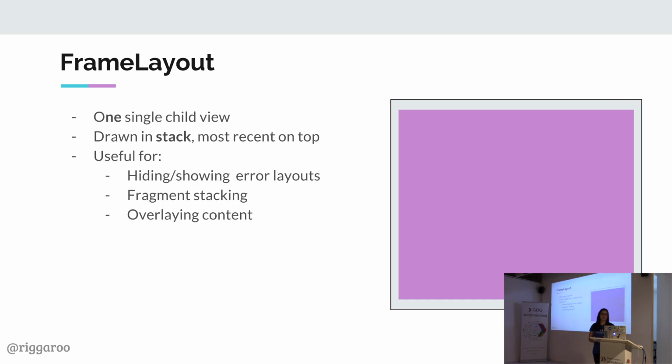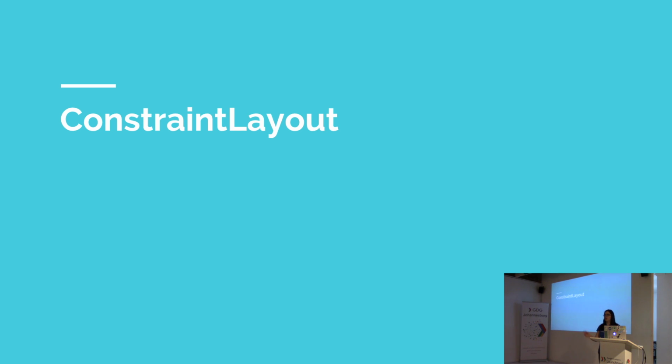Okay, and then an interesting one, which is probably the simplest, is a frame layout. That allows you to just have one single view on the screen. This one is typically used for hiding or showing error layouts, or doing a sort of overlay on top of a map. You would maybe use a frame layout to do that. It is drawn in a stack, from most recent on top of one another. This was actually quite a powerful one, and it's used with fragments as well. So these are still used when using constraint layout, but you can see where to use constraint layout versus when to use what.